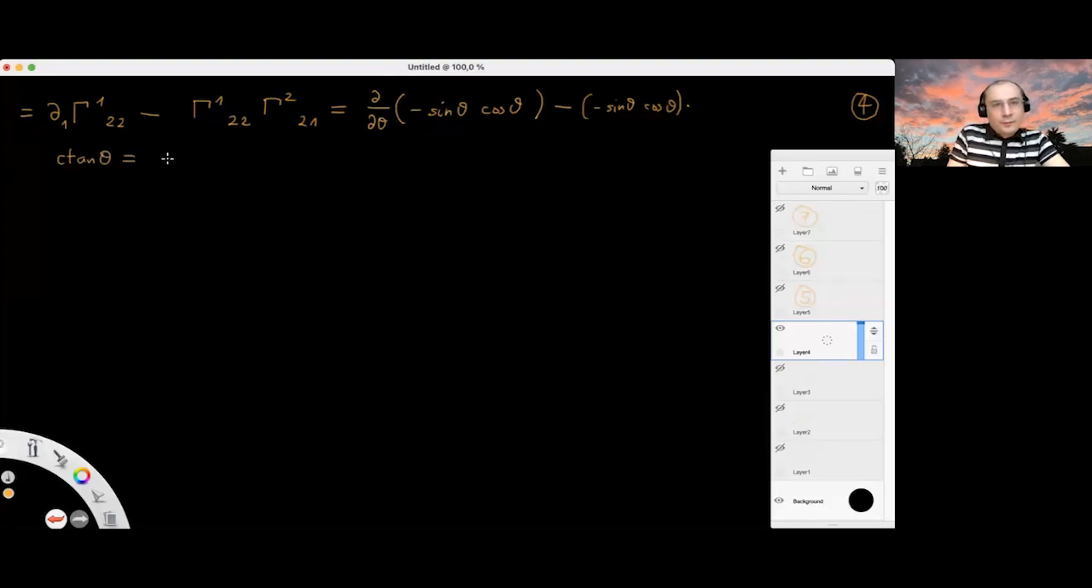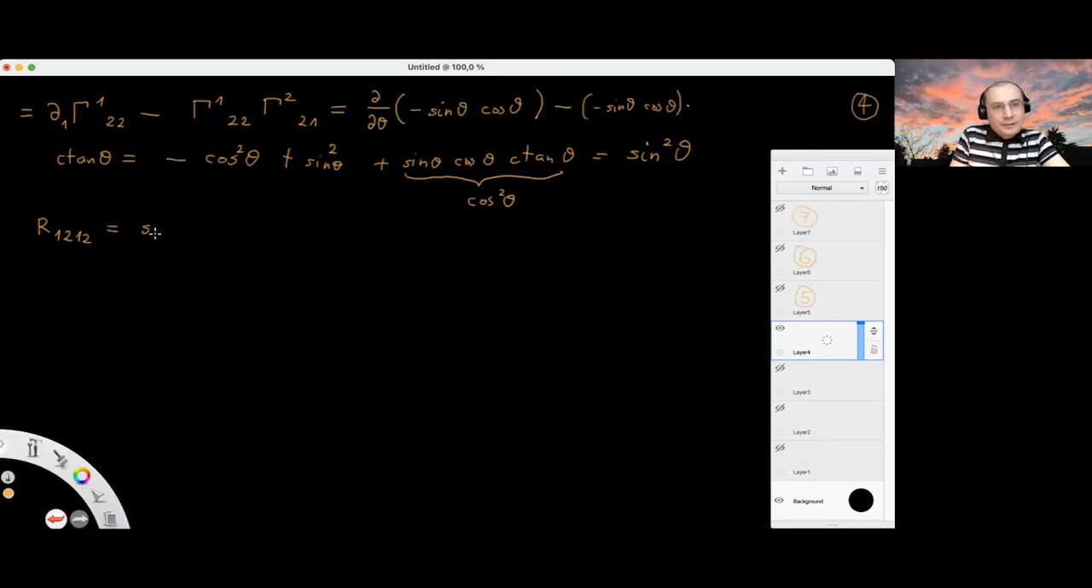Okay, so first we obtain, we're using the product rule for differentiation. This is minus the derivative of sine, which is cosine, times cosine, which is cosine squared theta. And then we've got minus sine theta times minus sine theta, so there is a plus here. And then we get sine theta cos theta cotangent theta. Taken together, since cotangent is cosine divided by sine, this is cosine squared. And now we can reduce minus cosine squared with this cosine squared, and we obtain sine squared theta. Okay, so we find out that R 1 2 1 2 is sine squared theta, and that's all there is to calculate here.